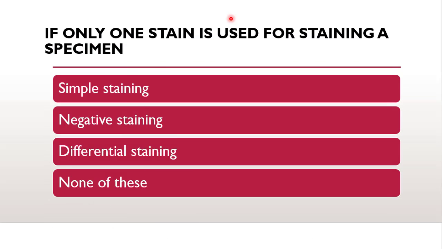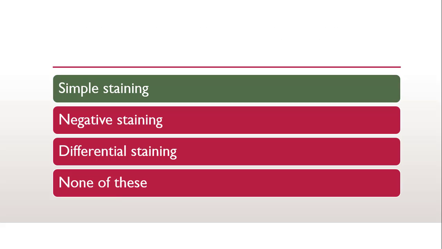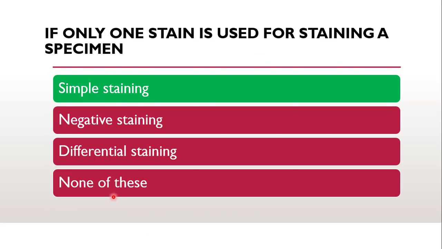Next question is, if only one stain is used for staining a specimen, then it is a simple staining, negative staining, differential staining, or none of these. The correct answer is, it is simple staining. When only one stain is used, it is known as simple staining or monochrome staining.